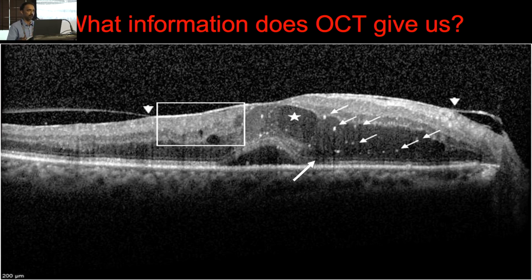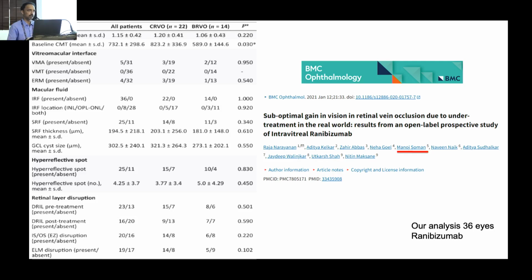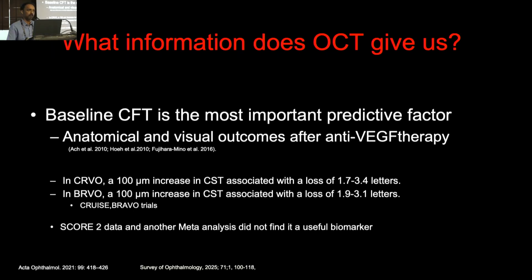So all these are the factors that we look at in an OCT, and some of these help in prognosticating patients. Now, some of the data that I'm going to present today is from a publication that we published some time ago on retinal vein occlusion. So, baseline CFT. Baseline CFT is an important predictive factor for anatomical and visual outcomes, and this has been established across various studies. But in reality, it is not an excellent tool because it's quite variable, because a lot of other factors come into play when you want to interpret this finding alone.